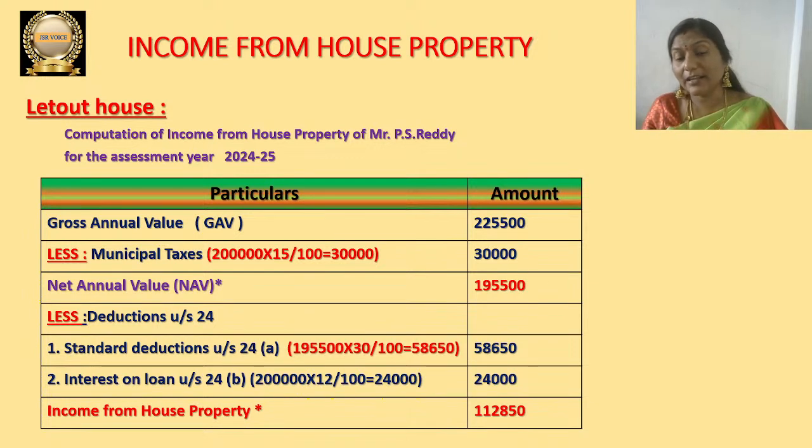Here we have to calculate in this way. Okay, income from house property by following all the rules and regulations. So you should know how to calculate gross annual value, how to give municipal taxes as deduction, and net annual value should be calculated, and deductions under section 24 should be given. Only two deductions are there: standard deduction and interest on loan under section 24B. Okay, so these two deductions should be given, and then we will get income from house property. This is what we calculated here, and we are getting 1,12,850 as income from house property, that is building. Okay, so here you can mention building.